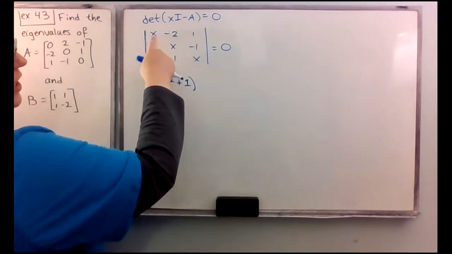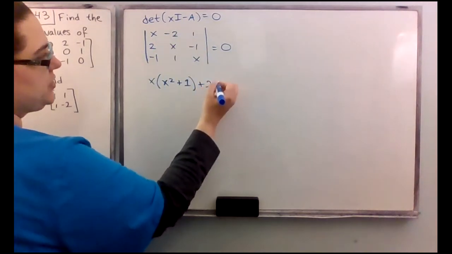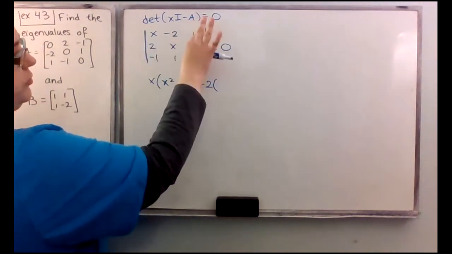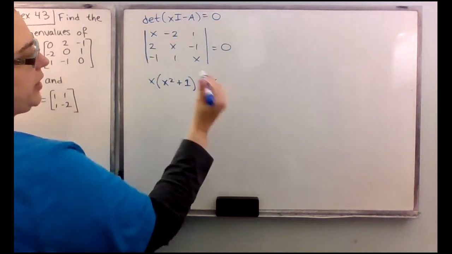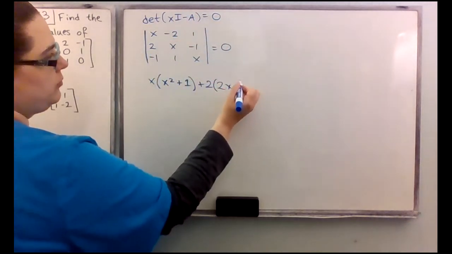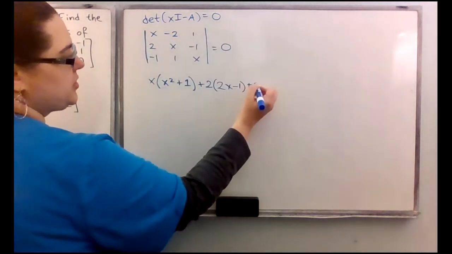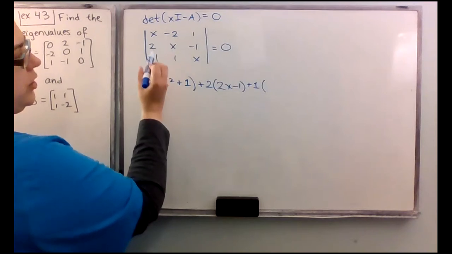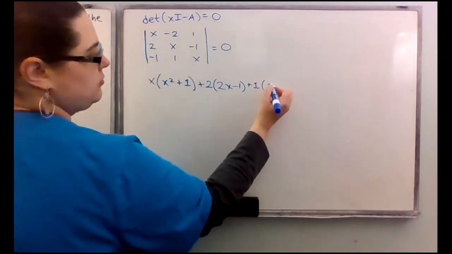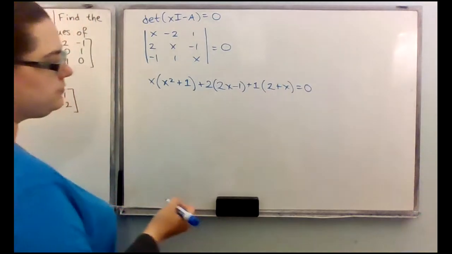Then since this is positive, we're going to get a negative. So we have negative, -2. It's going to be plus 2. Get rid of the first row and the second column, and we're going to get 2x minus 1. And then positive, negative, positive. So we're going to get plus 1 times the determinant of this 2 by 2 matrix, which is going to be 2 plus x. And that's all equal to 0.